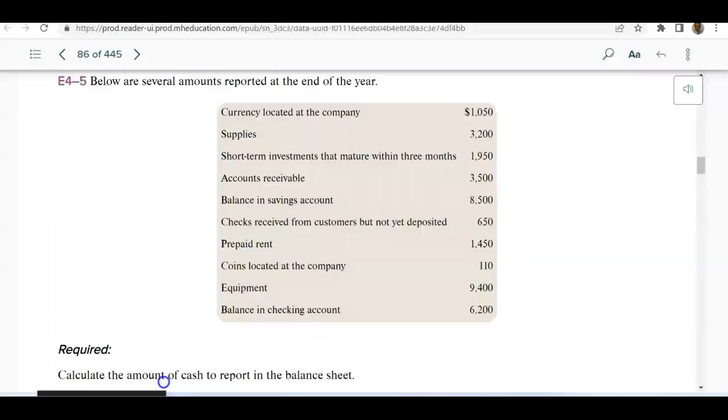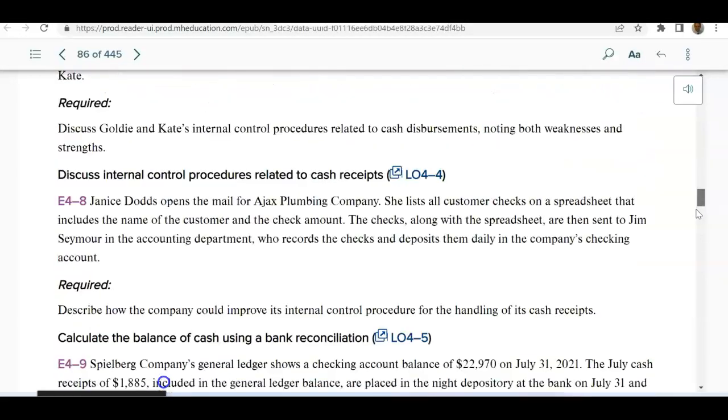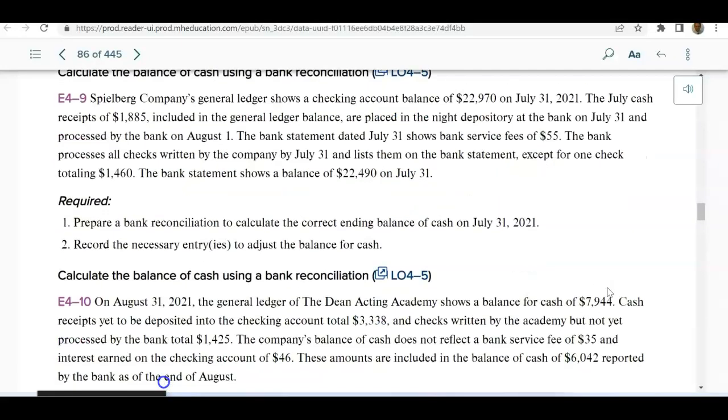Okay, let's look at exercise 9, for example. It might be also in your homework, right? The company's General Ledger shows a checking account of $22,970 on July 31st of 2021. The July cash receipts of $1,885 included in the General Ledger balance are placed in the night depository at the bank on July 31st and processed by the bank on August 1st. So we call this deposit in transit.